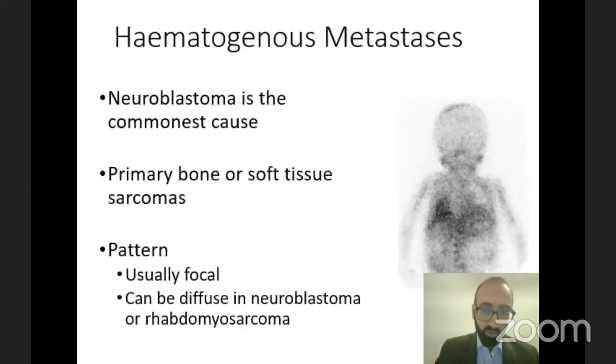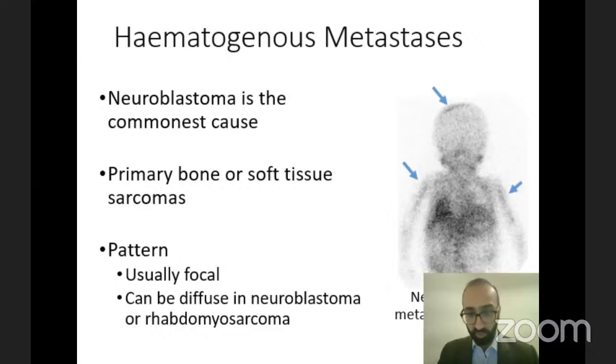Neuroblastoma is the commonest cause of hematogenous metastases in children, followed by primary bone and soft tissue sarcomas, osteosarcoma and Ewing's being the commonest, followed by rhabdomyosarcoma. And neuroblastoma at our center, we assess by MIBG. So that's an image of an MIBG scan.